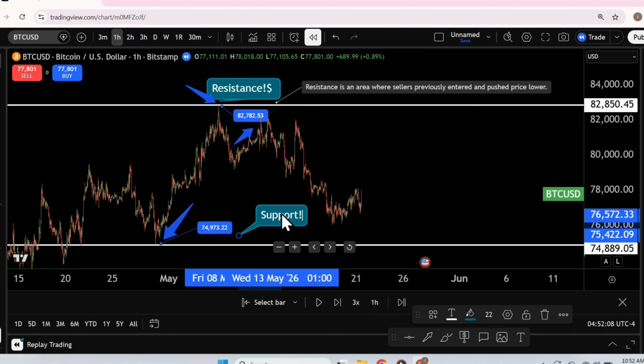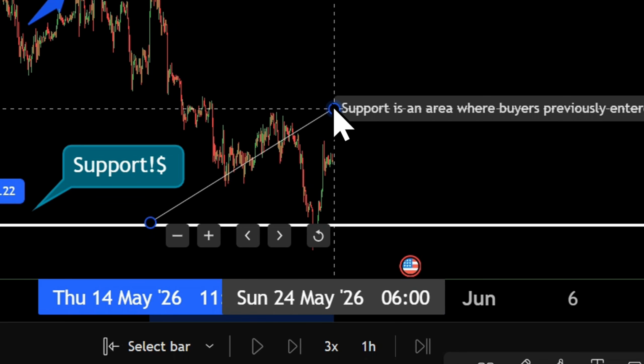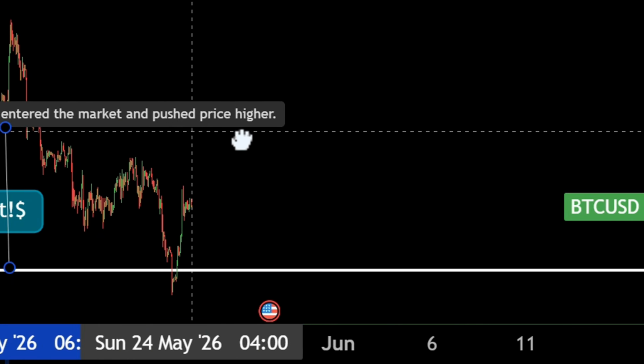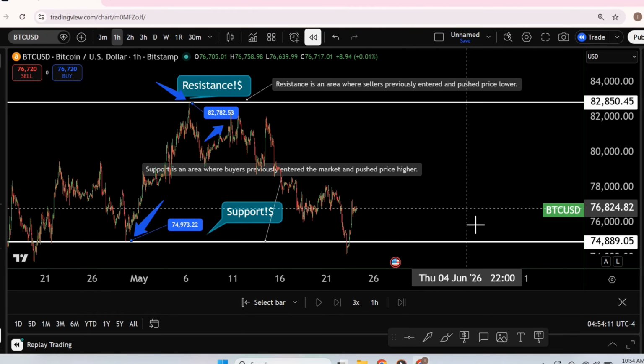Now let me show you the easiest way to find strong levels. The first thing you want to look for is obvious swing highs and swing lows. Basically, areas where price clearly reversed with momentum. Here price moved aggressively higher, rejected the area, and reversed lower. That tells us sellers defended this zone.